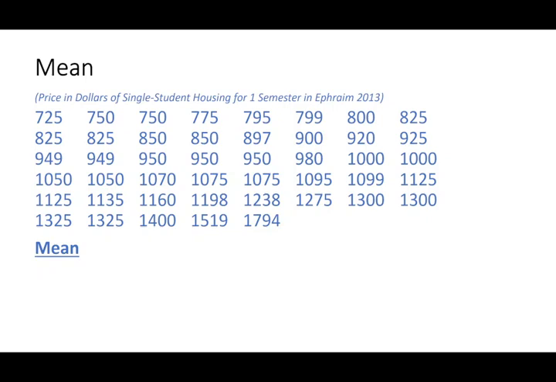So these numbers represent the mean price in dollars of one semester housing in Ephraim. And it's kind of old data, that doesn't really matter. So what this means is this apartment was $725 for a semester, and this one was $1,794 for a semester. Pretty expensive.